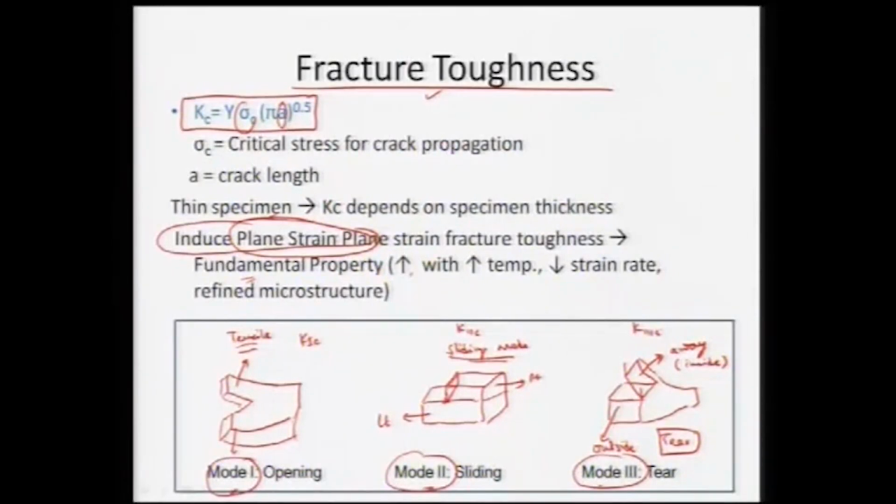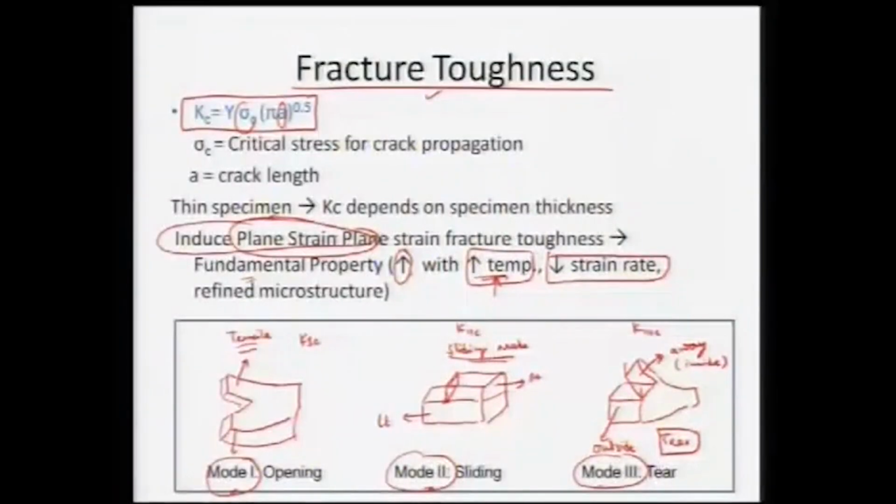Also, though fracture toughness is a fundamental property, it increases with increasing temperature, because with increasing temperature the material can deform very easily. So, it can absorb much more energy, and it can provide a higher value of fracture toughness as we increase the temperature. Also, it will increase as we lower the strain rate, because as we increase the strain rate there is very minimal time for the material to adjust itself or to equilibrate with the surroundings. So, as we increase the strain rate, the fracture toughness of the material decreases dramatically.